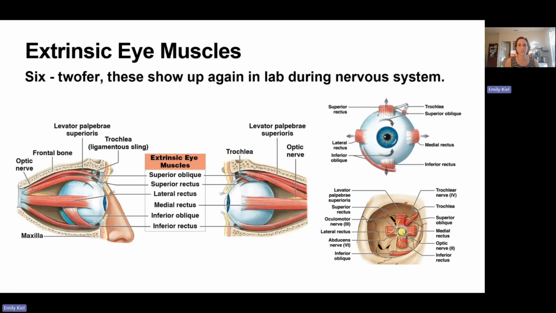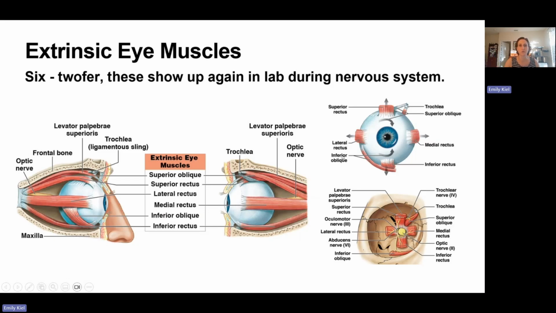We're going to look at the extrinsic eye muscles. You'll see these again when we look at the nervous system, but now is a great time to go ahead and learn those. The nice thing is most of them do what their name says. So we've got our medial rectus that's going to rotate the eye medially. Because I know this is the medial side, I can tell that this must be the right eye. We've got our lateral rectus, which is going to rotate the eye laterally.